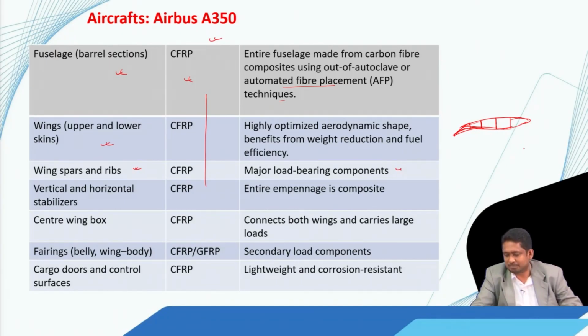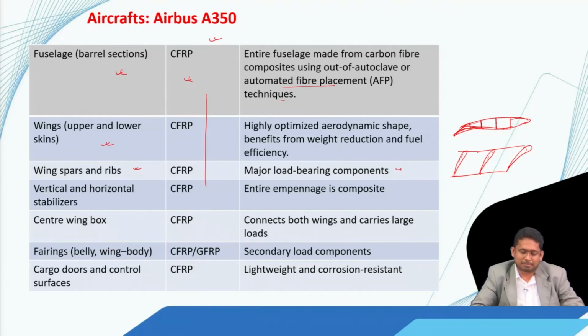And also if I look at a 3D view like this, then along the wing at many stations, I would say at many places across the span, there are these kind of airfoil shapes that help in maintaining the airfoil shape, and those are called ribs, and they also give support to the spar. They break the span of the spar. So, these spars and ribs are also made of CFRP, then vertical and horizontal stabilizers, center wing box, then fairings, cargo doors and control surfaces, they all have applications of composites.